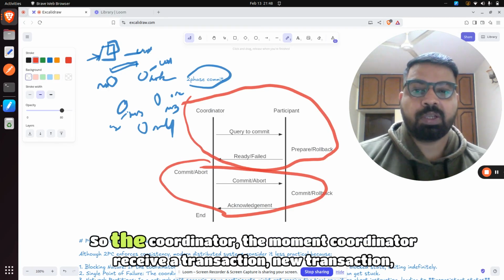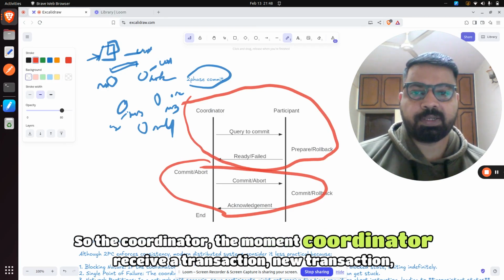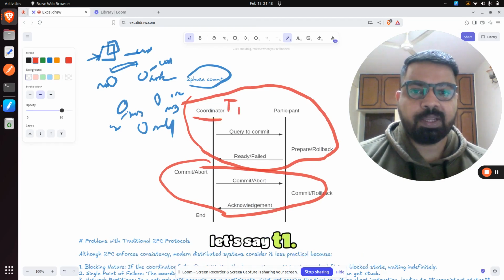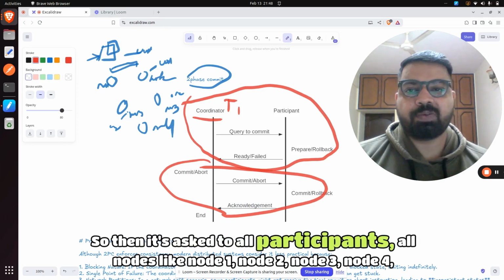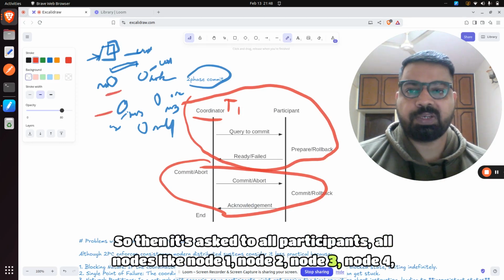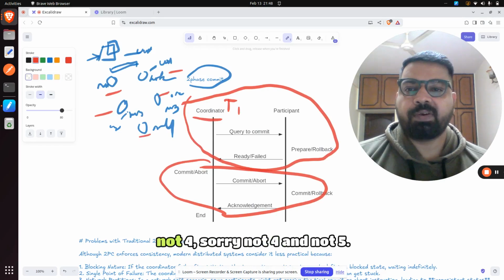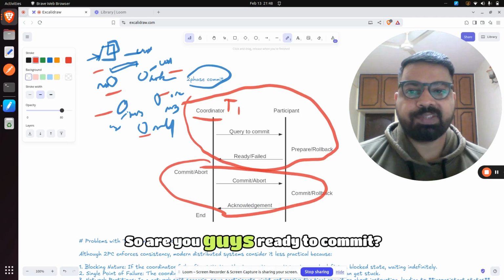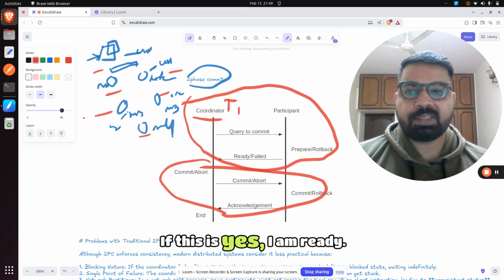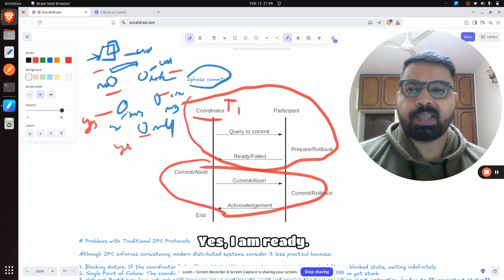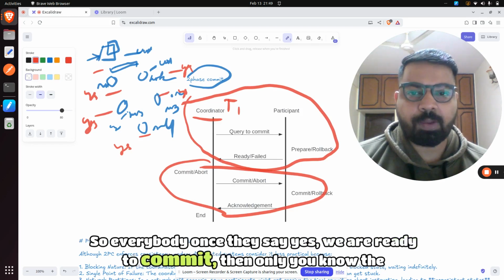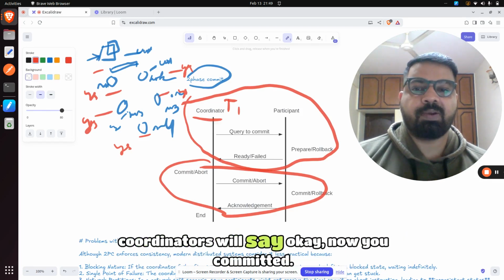The moment the coordinator receives a new transaction, let's say T1, it asks all participants, all nodes like node 1, node 2, node 3, node 4, and node 5: are you ready to commit? If they all say yes, I am ready, then only does the coordinator say, okay, now you commit it.